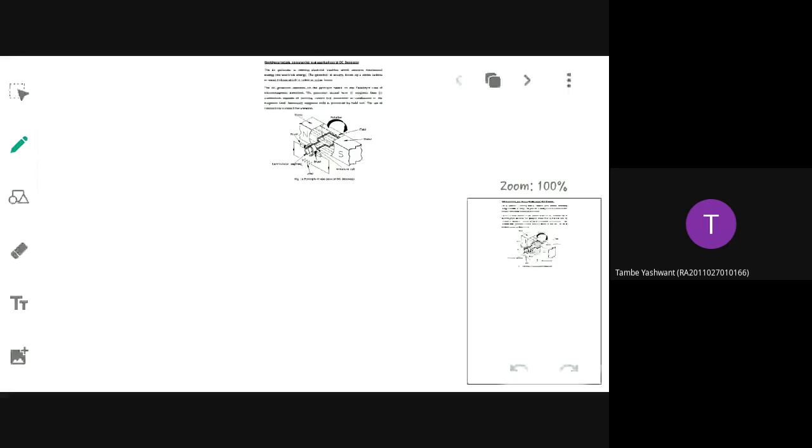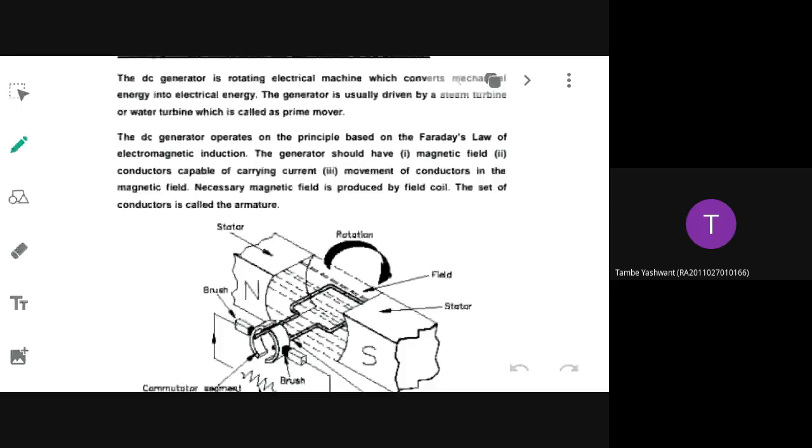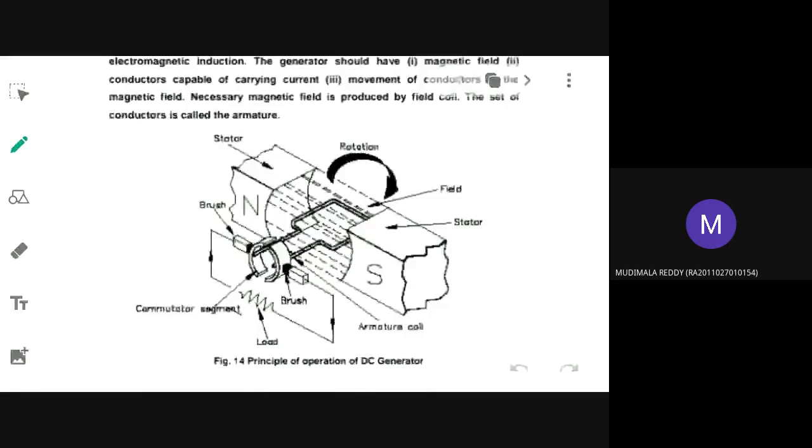Are you able to see the screen that I'm showing? Yes, ma'am, but the font is very small. Already we have discussed this principle of operation in the earlier class. These are the magnets that you are having, which will be setting up flux lines in which the coil is rotating, which will be inducing an EMF, which is dynamically induced as per Faraday's law of electromagnetic induction.